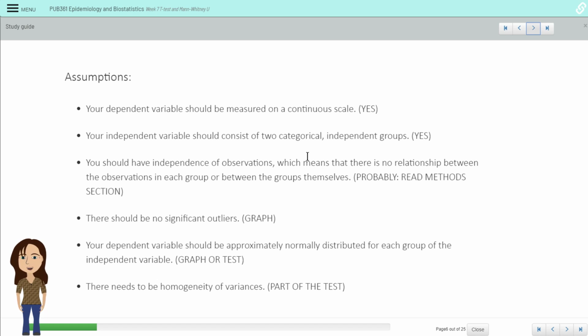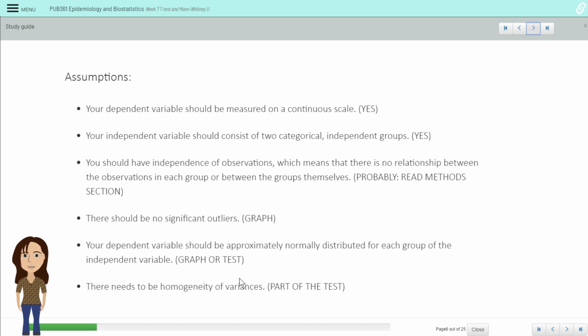So these first three assumptions are about checking that we have appropriate data, and the next three we would actually test using some software, or have a look at using some software anyway. So these are that there should be no significant outliers. The easiest way to check this is simply to do a graph. Your dependent variable should be approximately normal for each group. Again, the easiest way to do this is simply to do a graph. There is a test of normality, but I don't require you to do it. It's not what I would call a really strong assumption. If it's a little bit not normal, usually the test will still work. So looking at a graph is fine.